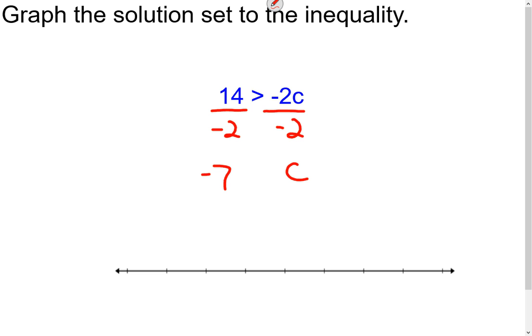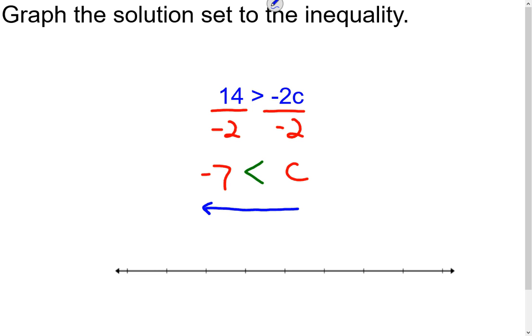Now here's the part that we have to remember back to. If we multiply or divide our inequality on both sides by a negative number, we have to flip the sign. So then my sign will flip to be like that. Now I like to read this backwards, so I'm going to start here with the c. c is greater than negative 7.